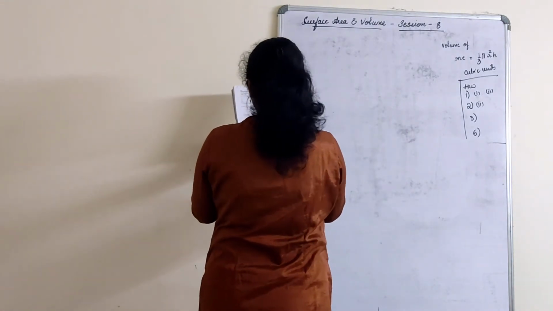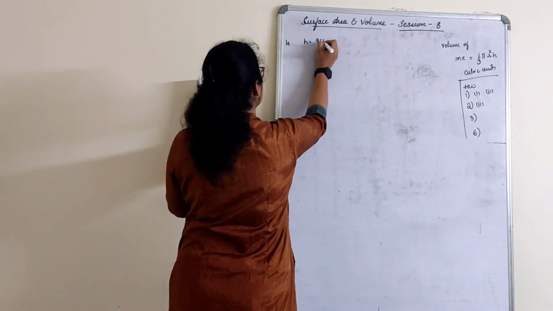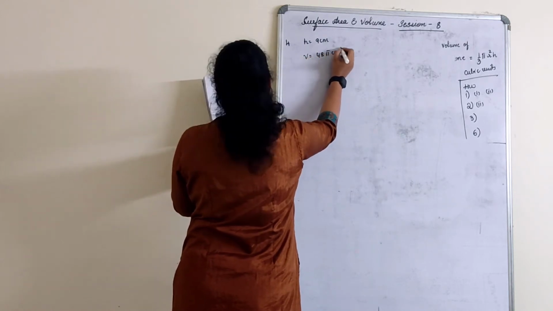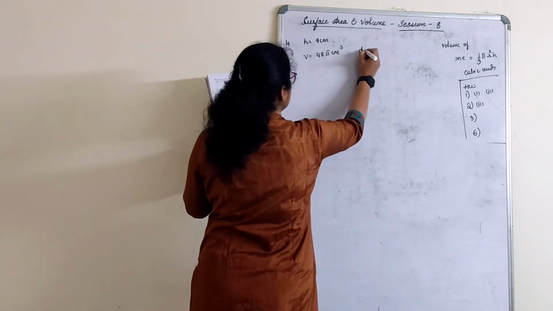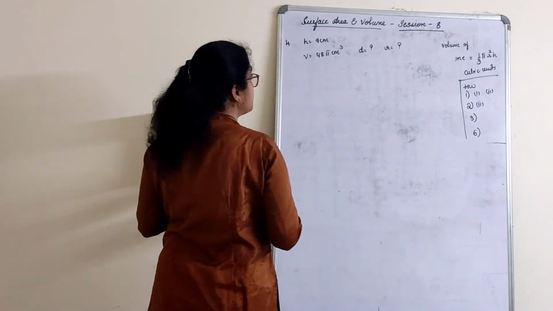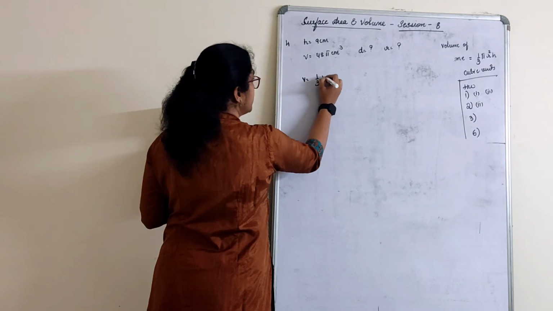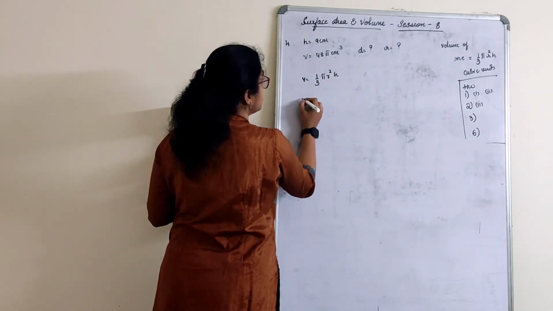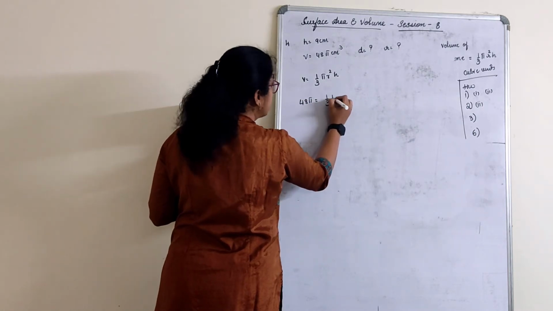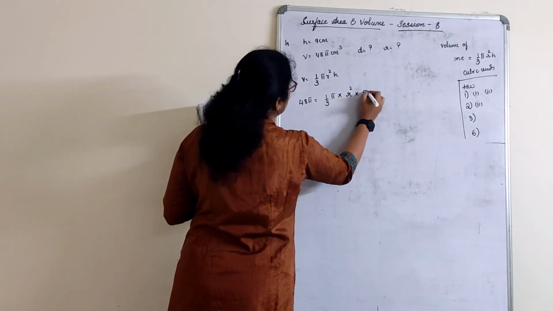Fourth one: if the volume of the right circular cone of height 9 centimeter is 48 pi centimeter cube, find the diameter of its base. To find the diameter, first you have to find the radius of the base. Simple and direct one. Volume is equal to 1 by 3 pi r square h. Volume is 48 pi is equal to 1 by 3, keep pi as it is, r square, that is what you have to find, into h is 9.